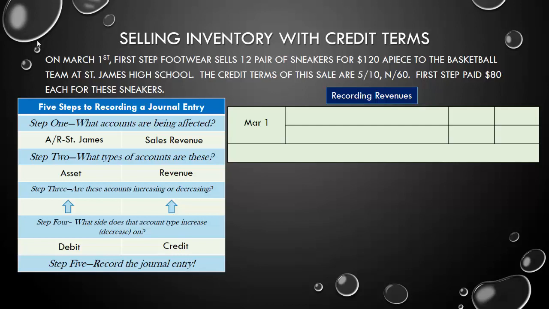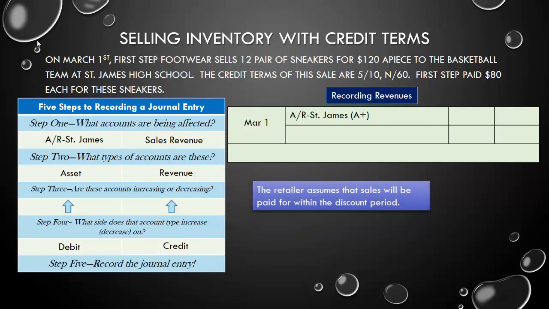On March 1st, we debit accounts receivable from St. James. How much do we debit it for? Well, we're being conservative, which means we're going to predict that St. James is going to pay us as little as possible. How do they do that? By paying within the discount period. We offer them 5% off if they pay within 10 days. Let's assume that's going to happen, which means we're not going to get the full face that we're billing them for. What are we going to get?